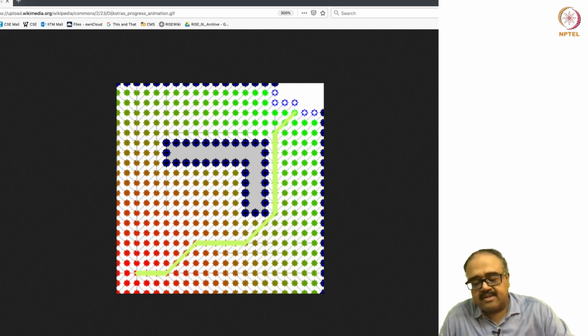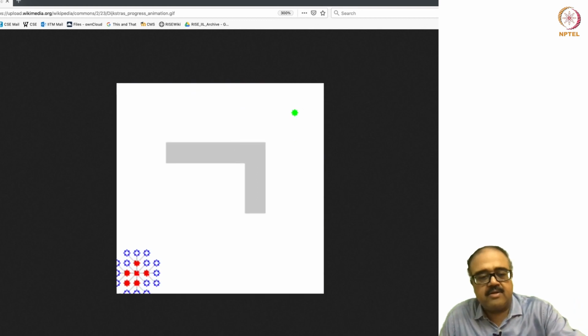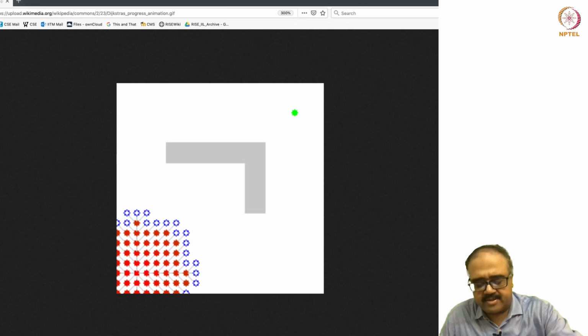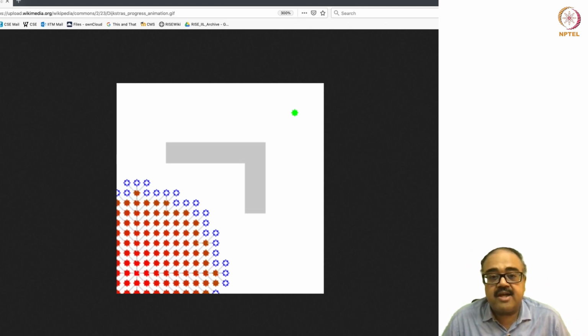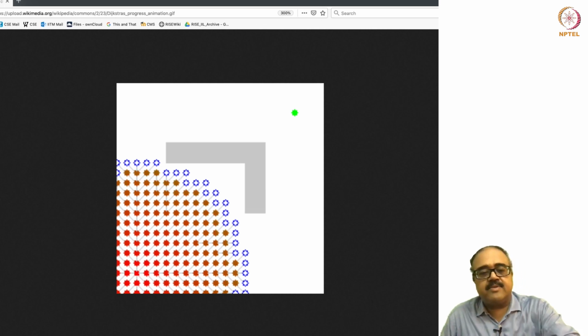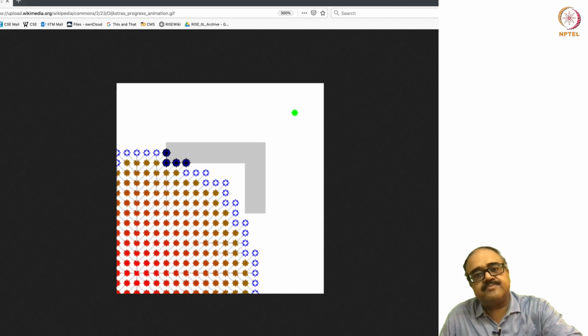In fact, here, since the costs are all uniform, it's very similar to breadth first search. In the case of uniform cost, Dijkstra's could potentially work very similar to breadth first search.